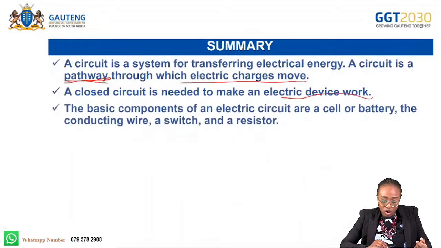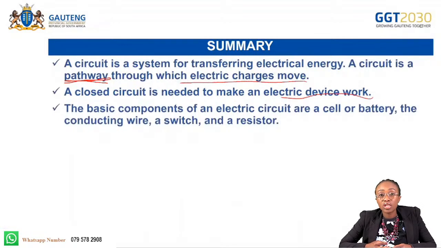Now, the basic components of an electric circuit, which is a simple circuit, we require a cell. What does the cell do? The cell is our source of energy. So a cell or a battery will provide us with energy. We need the conducting wires. Why do we need conducting wires? We need a material that allows electric charges to flow through it. And the most popular are copper wires. They allow electric charges to flow through them. It is, after all, a very good conductor of electricity.